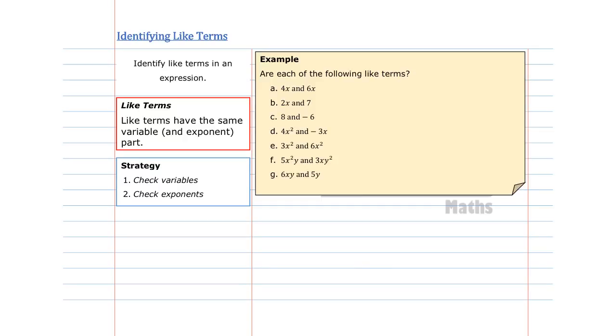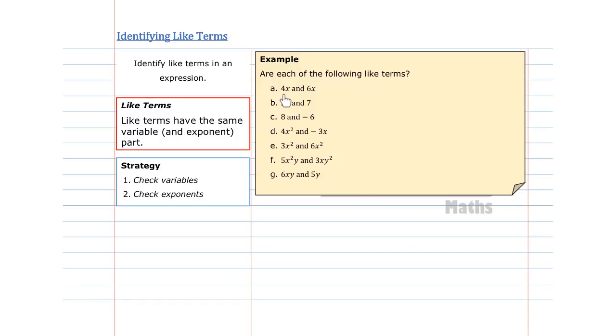This is Mr. V, and in this video we're going to learn how to identify like terms in an expression. So remember that like terms are any terms that have the same variable part and the same exponent of those variables, even though the number parts might be different. So we want to know, are each of the following like terms? And we have this list of terms and we want to see if they're like terms or not.